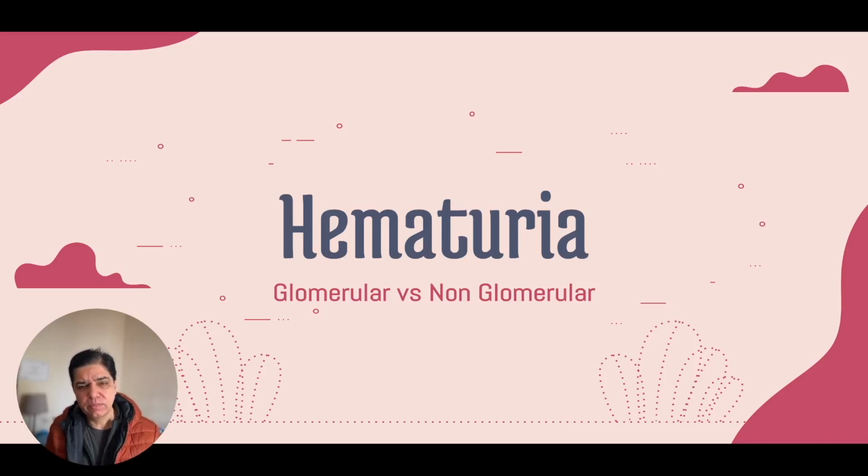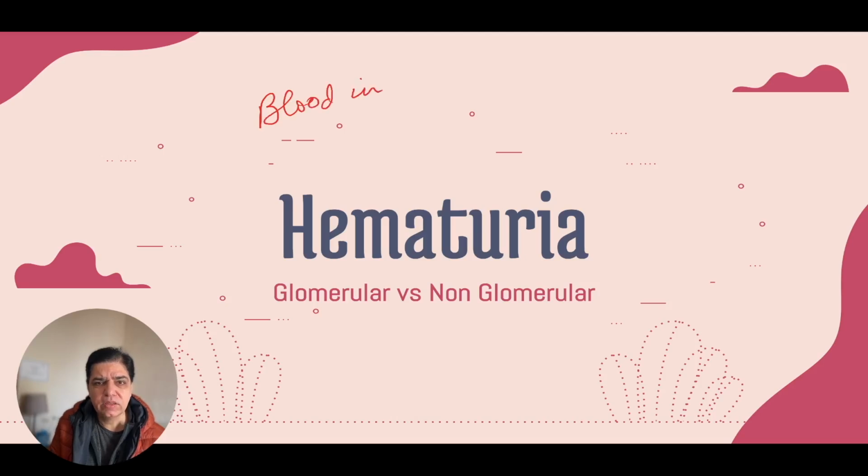Today we will be talking about hematuria, and in this particular lecture we'll be focusing on how we differentiate between glomerular and non-glomerular origins of hematuria. So let's begin with the definition. What is hematuria? Hematuria in very simple words means presence of blood in the urine. If somebody has got blood in urine, we call it hematuria.